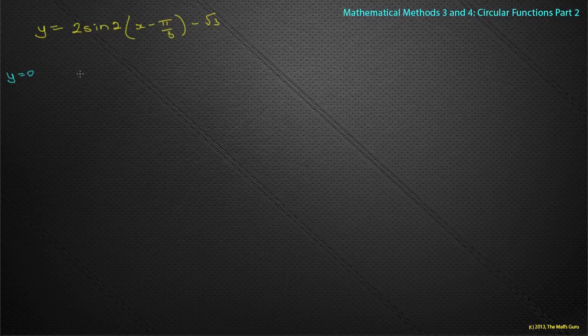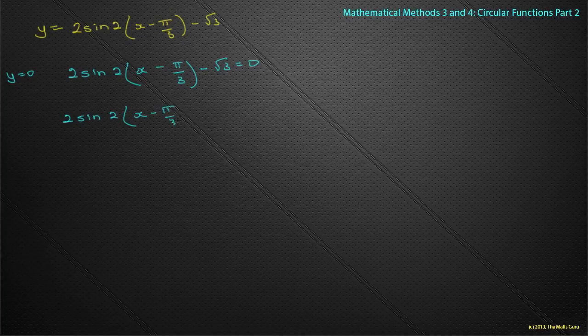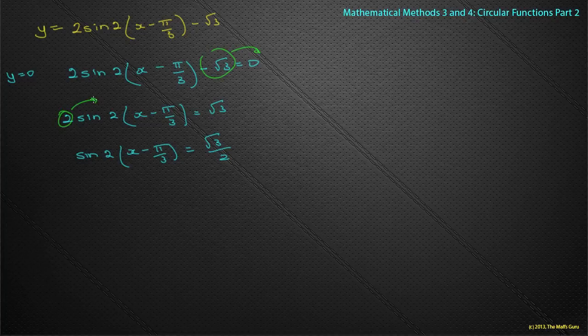So if we make y equals 0, I get 2 sine of (2(x minus pi on 3)) minus root 3 is equal to 0. We do a bit of shifting around, so we get 2 sine(2x minus pi on 3) equals root 3, and so sine of (2x minus pi on 3) is equal to the root of 3 upon 2. And just for information why, that minus root 3 moves over and that 2 moves over as well. So I've now got something I can deal with.